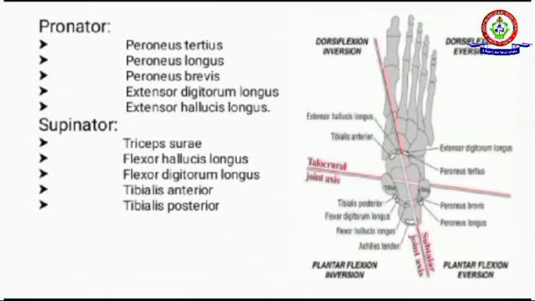Pronator. Lateral to the subtalar joint axis, pronators are present: peroneus tertius, peroneus longus, peroneus brevis, extensor digitorum longus, extensor hallucis longus. Supinator. Medial to the subtalar joint axis, supinators are present: triceps surae, flexor hallucis longus, flexor digitorum longus, tibialis anterior and tibialis posterior.